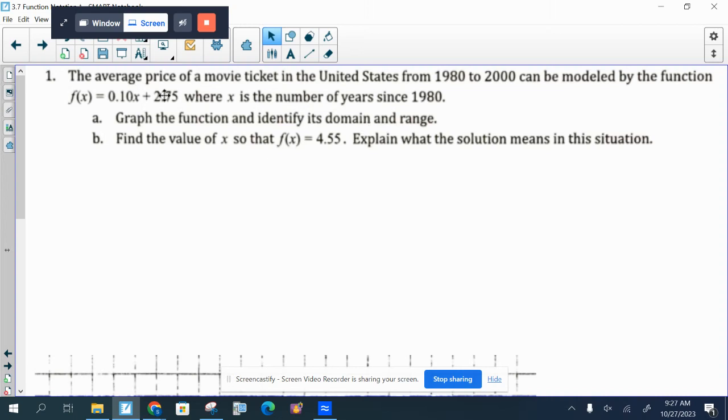I am going to recap number 1, even though I think we already, did we do the domain and range already? Yeah. All right, I'll just recap it.